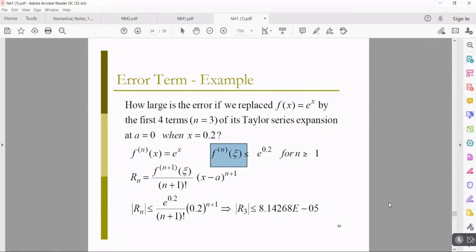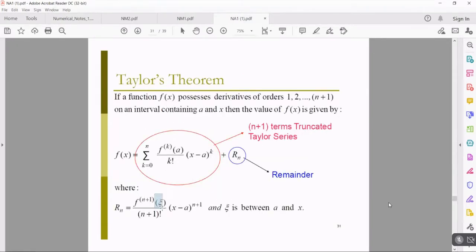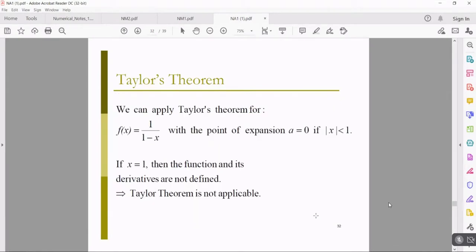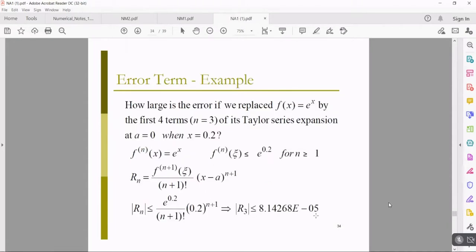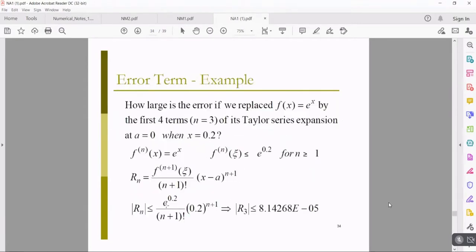This f^n(xi) is required here, because when we are trying to get the error bound, in the error bound we have this xi, you can see here. Here also this xi, and the condition on xi is that xi lies between a and x. So xi is greater than a and less than x. So to get the error bound, we require this value of f^n(xi). So how to calculate this one?